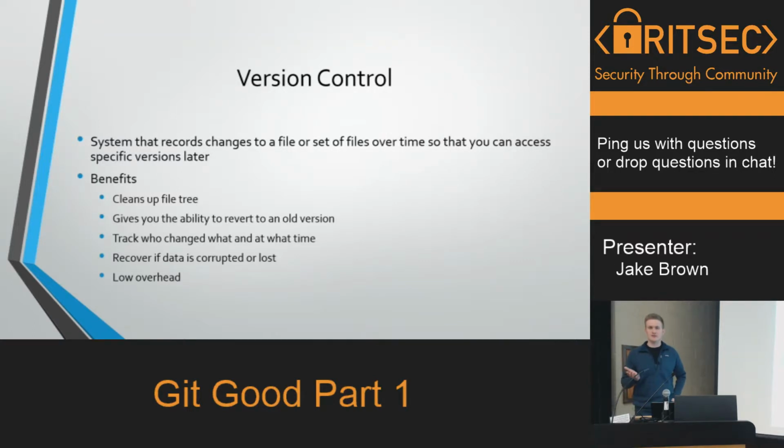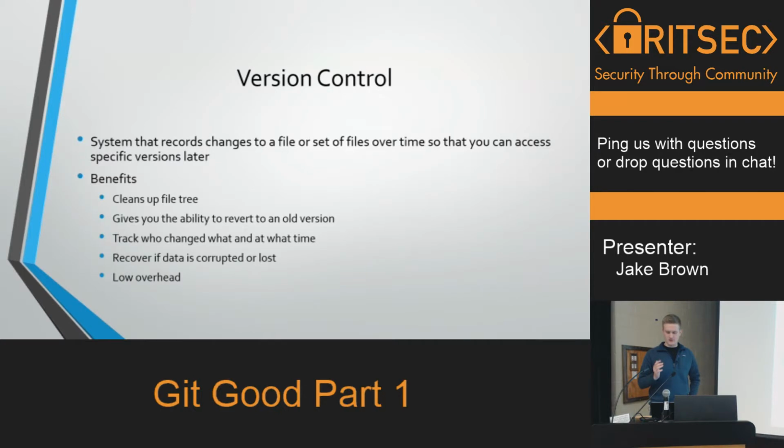That's nice for big development teams when a developer pushes up a code change that breaks things. They want to know what happened and who did it so they can fix it. And you can recover data if it's corrupted or lost. And as a side note, version control has a very low overhead, or at least Git does. So we get all of this functionality at very low cost.